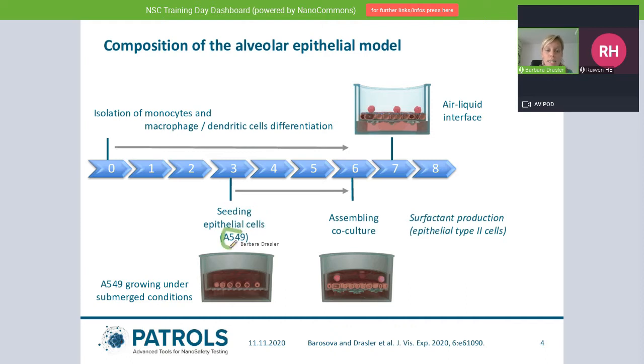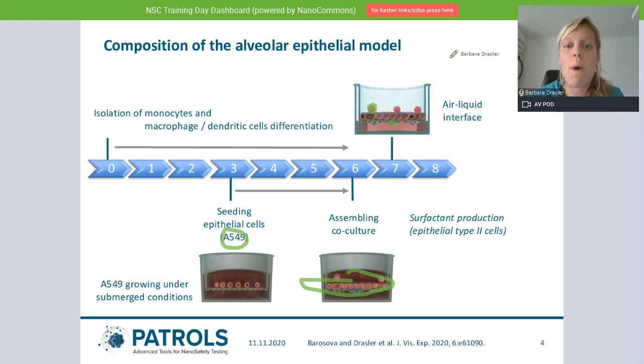So also here we selected A549s for this model, and we seed them on transfer membrane inserts, and we wait until they form a monolayer like this. On day 6, we then assemble the co-culture by adding differentiated macrophages on top and dendritic cells at the bottom of the system. Importantly, we cultivate this, as I said previously, at the air-liquid interface with the aim that those epithelial type 2 cells, which A549s are, produce surfactants. This is very important, especially when investigating effects of inhaled materials like nanomaterials onto the tissue barrier.